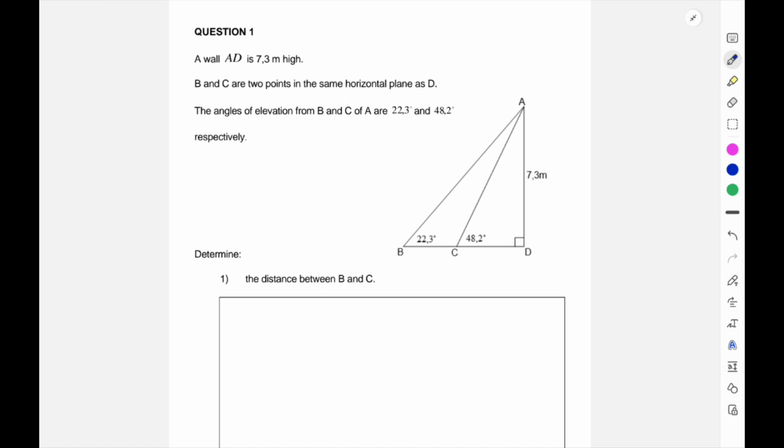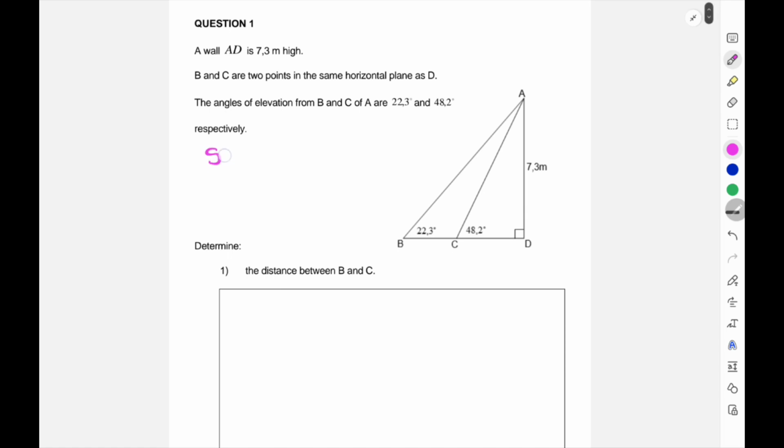Okay, so first up, when we start with trig, we have to write up our trigonometric ratios. So sine, cos, tan, and however you remember it. Sine theta is equal to opposite over hypotenuse, cos theta is adjacent over hypotenuse, and tan theta is opposite over adjacent. You can remember it as SOH CAH TOA, or however you remember it. I'm sure your teacher has taught you many ways of how to write down the trigonometric ratios.